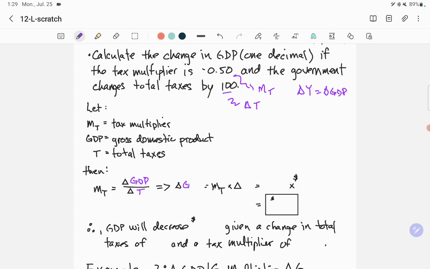And that implies that the change in GDP is going to be the tax multiplier times the change in taxes. And that's negative 0.50 times 100. And that is negative 50.0, one decimal. Therefore, GDP will decrease 50, given a change in total taxes of 100 and a tax multiplier of negative 0.5. Note the negative sign. No negative sign on the quiz, you get a zero.